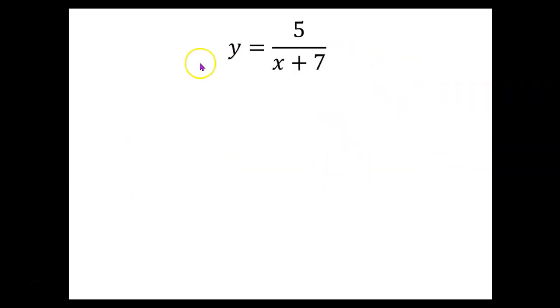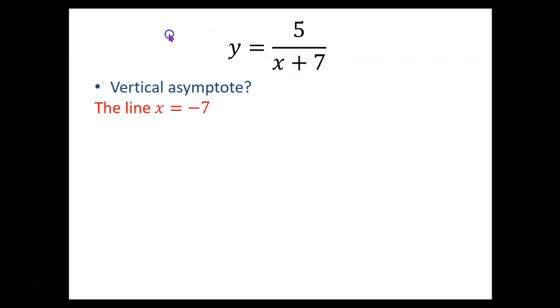Let's try some more examples. y equals 5 over (x plus 7). What's the vertical asymptote? Look at the denominator. When would the denominator be equal to 0? When x is negative 7. So the line x equals negative 7 is the vertical asymptote.